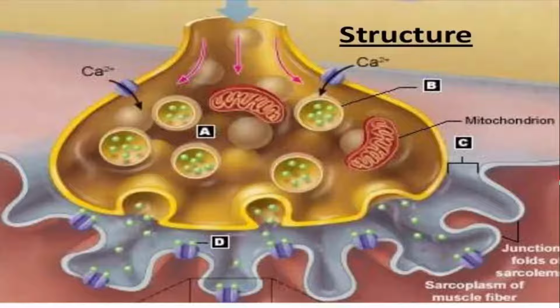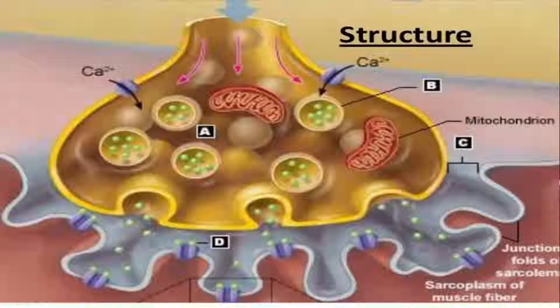The average human end plate contains about 15 to 40 million acetylcholine receptors. So there is a presence of 15 to 40 million acetylcholine receptors in the muscle end plate.